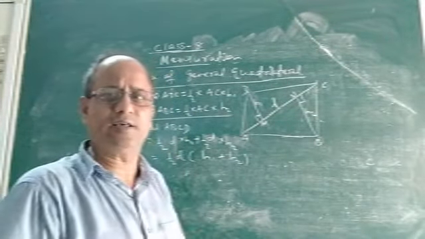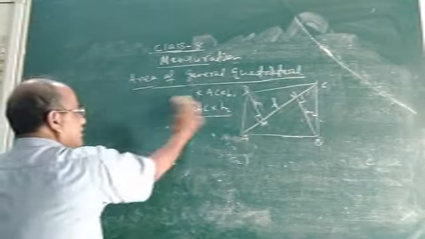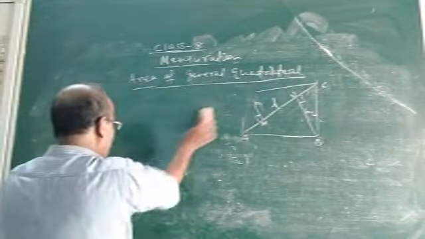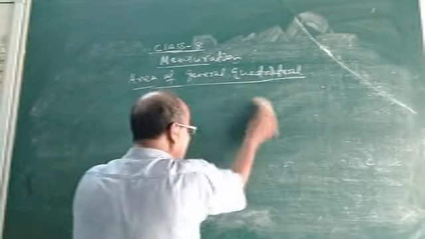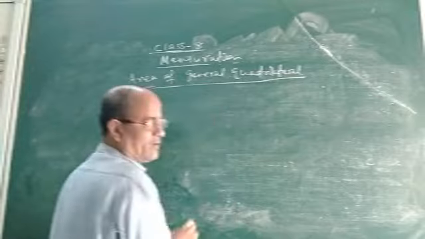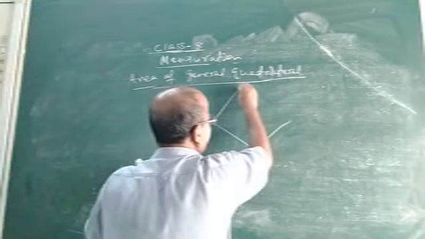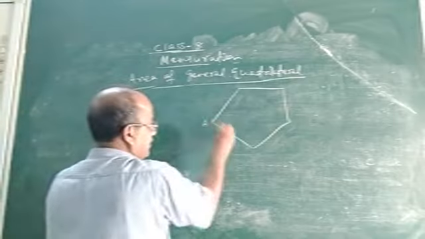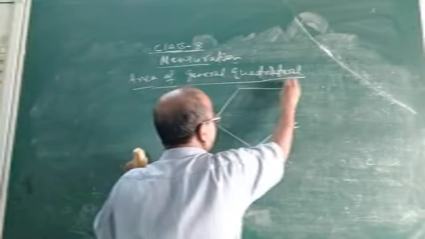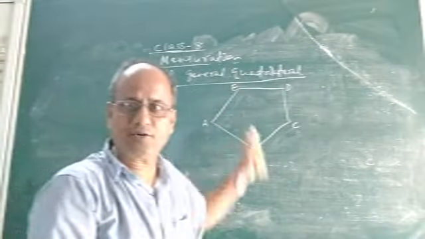Now let us see how to find the area of a polygon. Because there is no specific formula to find the area of a polygon, we have to divide the polygon into different plane figures. Suppose you are given a pentagon, this is ABCDE. Here you are given a polygon known as a pentagon.